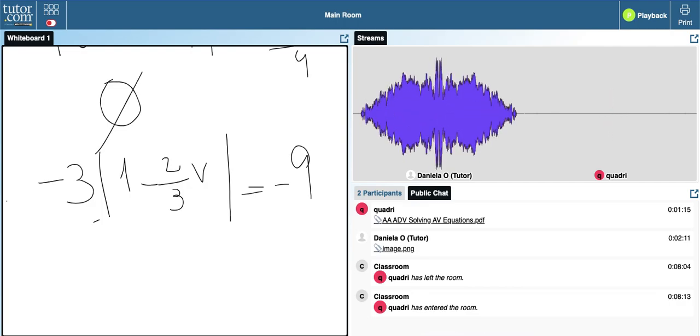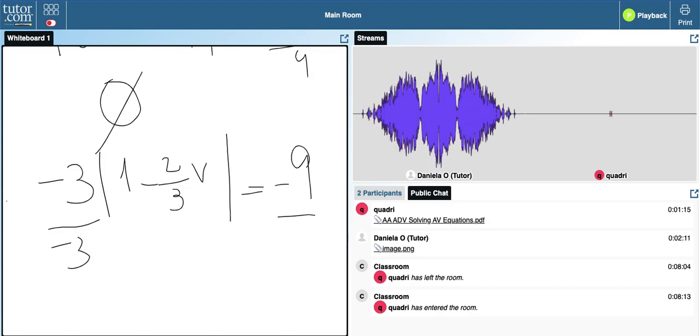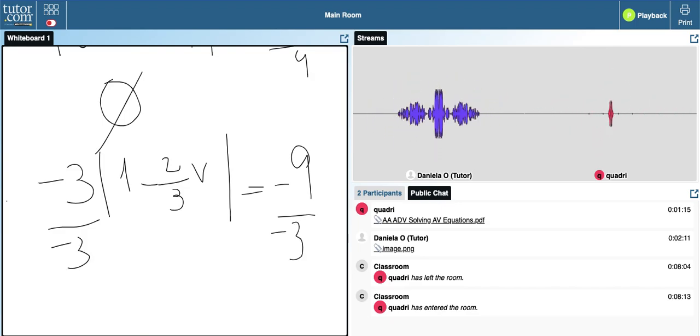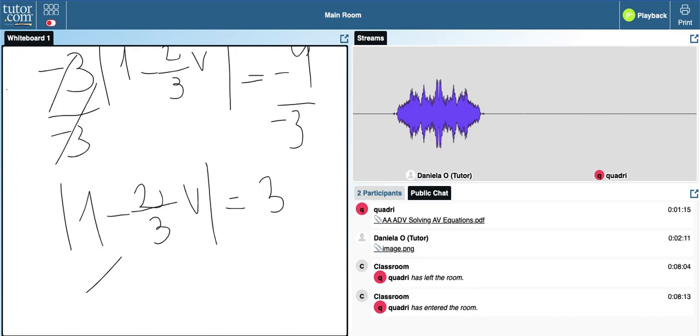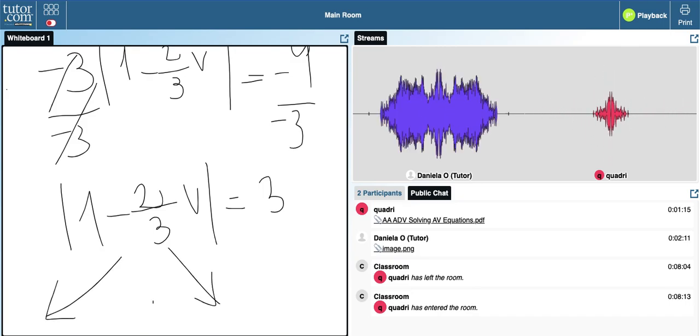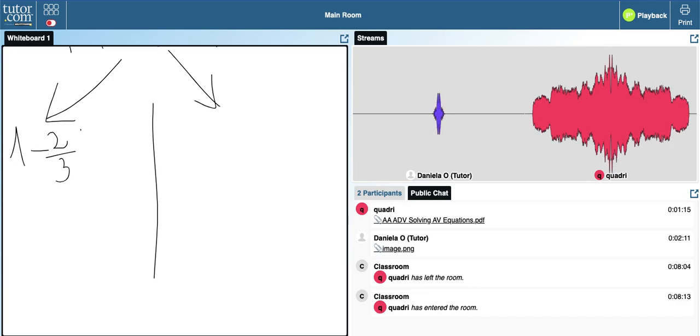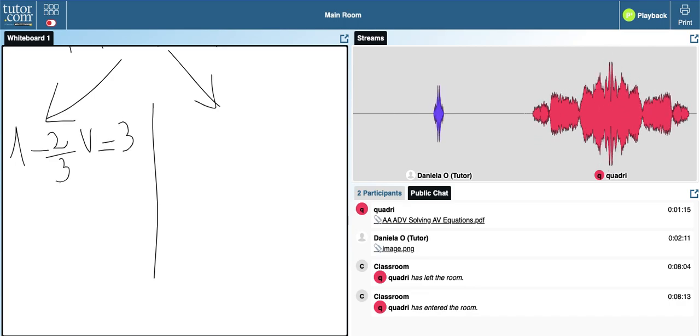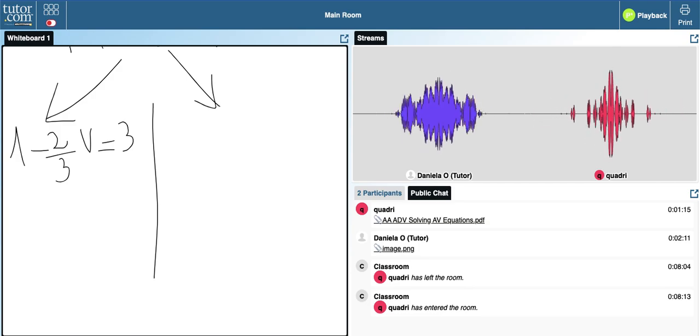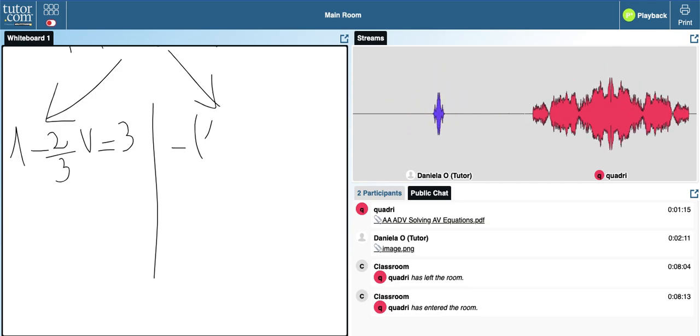Now we're going to do the same as before. We're going to divide by minus 3 on both sides. So how much is it? The two possible solutions. For absolute value, we always have two solutions, a negative solution and a positive solution. The absolute value bars make it so.